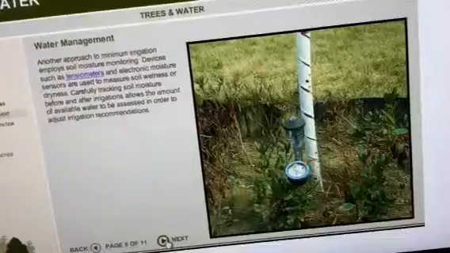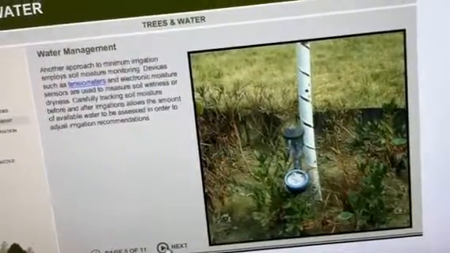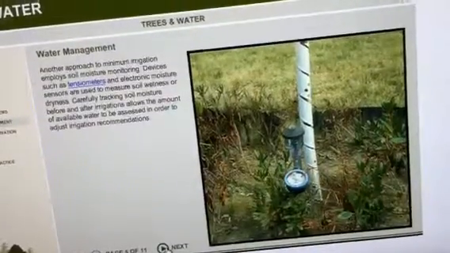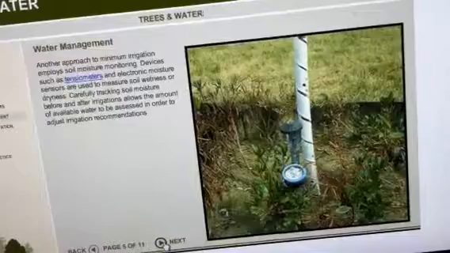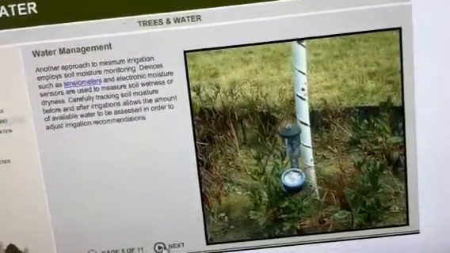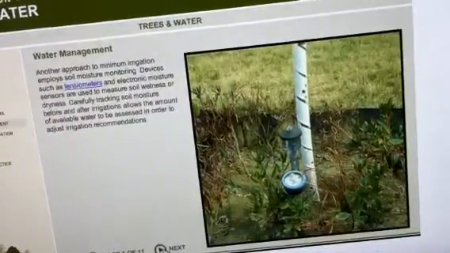Another approach to minimum irrigation employs soil moisture monitoring. Devices such as tensiometers and electronic moisture sensors are used to measure soil wetness or dryness. Carefully tracking soil moisture before and after irrigations allows the amount of available water to be assessed in order to adjust irrigation recommendations.